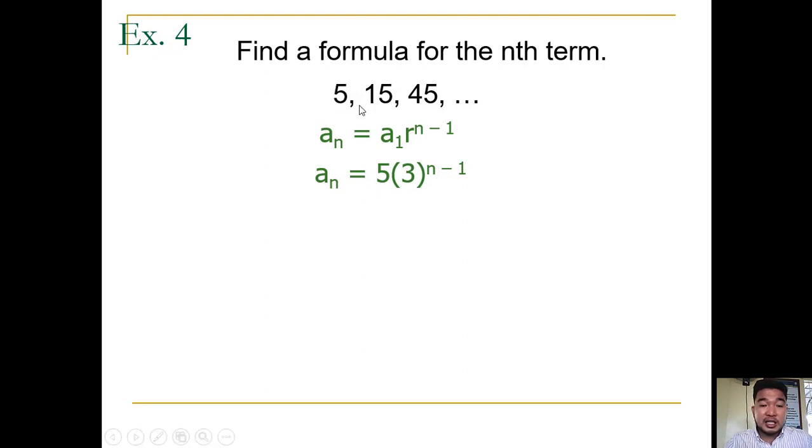And the common ratio can be solved by dividing the second term by the first term. So you will have 15 divided by 5 equals 3. And then 45 divided by 15 is 3. So the formula is a sub n equals 5 times 3 raised to n minus 1. So this is now the formula for the nth term. Ang kailangan nyo lang ay first term here, which is 5, and the common ratio, which is 3. Question, what is the ninth term? So para makuha natin si ninth term, palitan lang natin yung n ng 9.